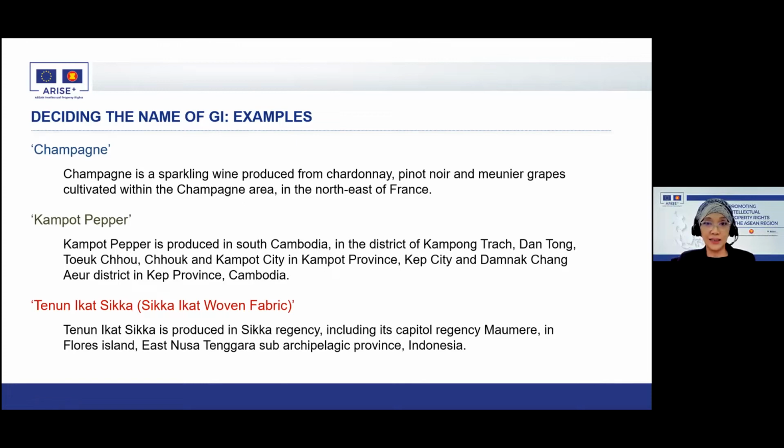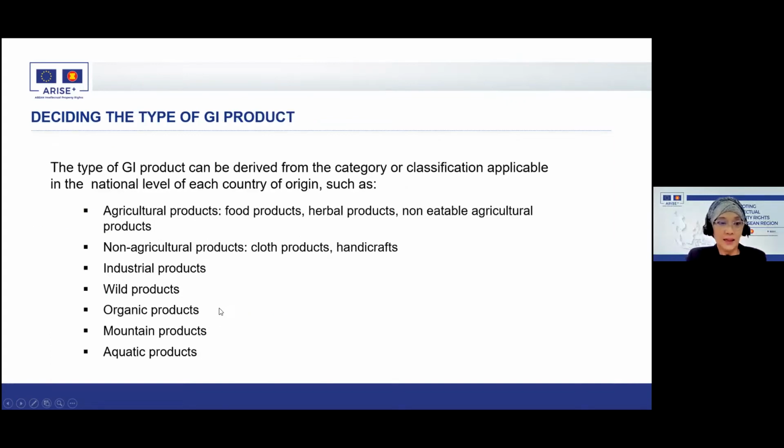They are actually the names of a locality, a city, or a region, and they become the name of the GI. Can they be? Yes, it can. Actually, this is a good name for GI, not for trademark. Okay, no distinctiveness, but this is a very good name for GI. These are very good names of GI.